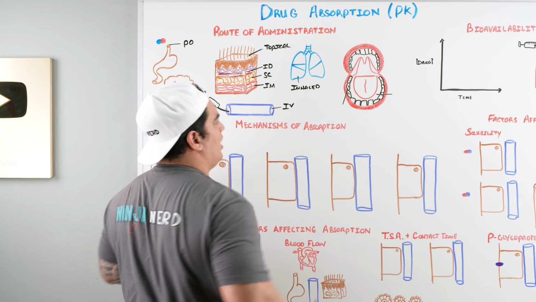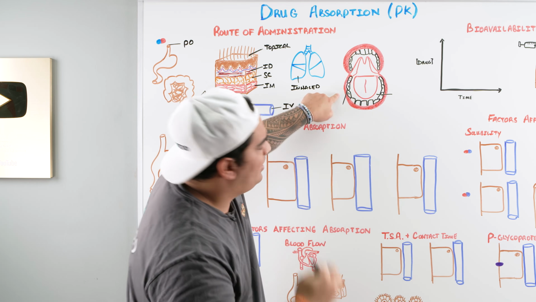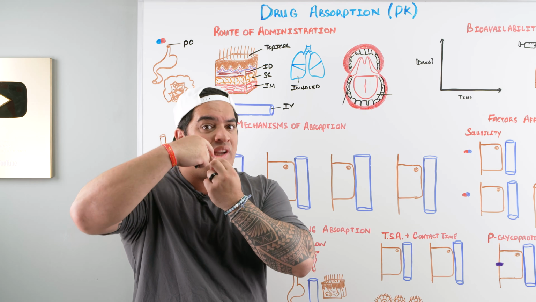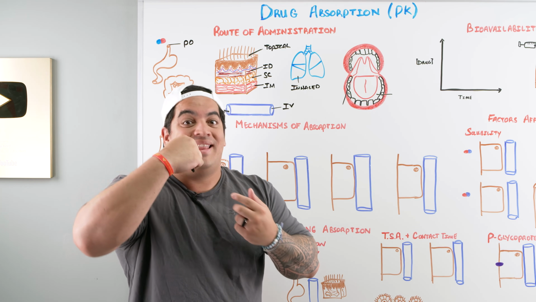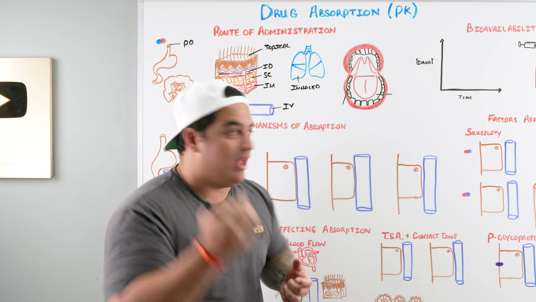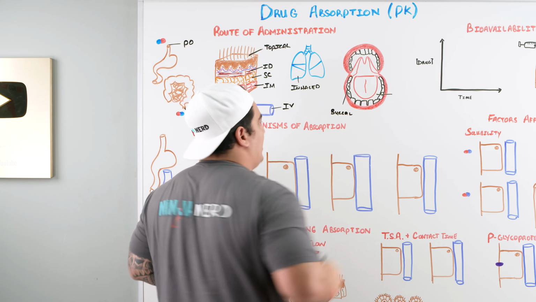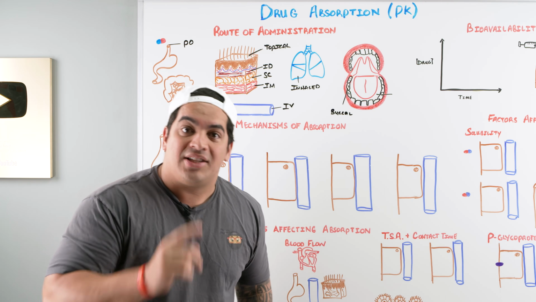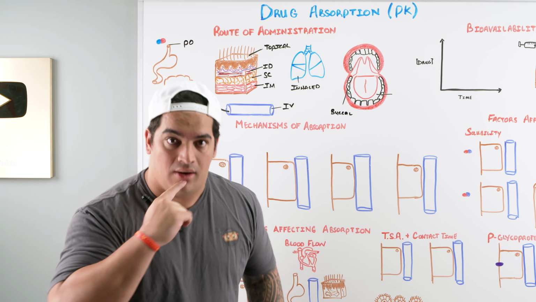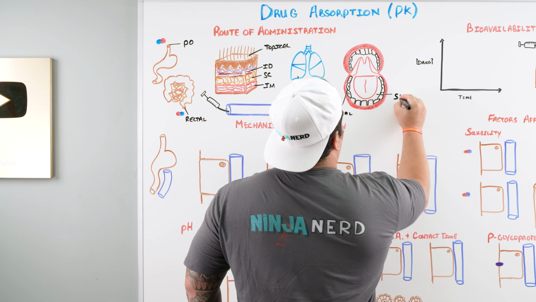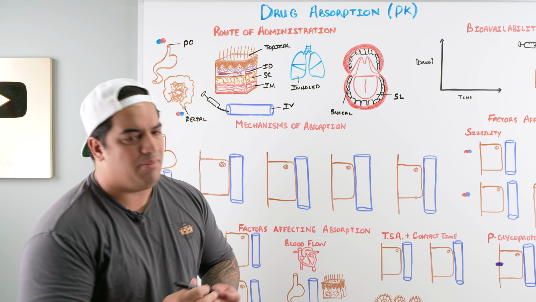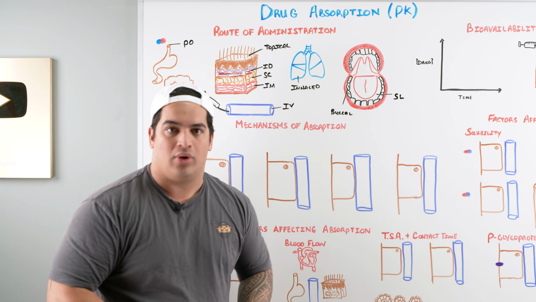And then the last two that I want you guys to remember is sometimes you can take a medication and put it between the lip and the teeth. So this is the buccal administration. Some people say buccal, I don't really care, whichever one you like. And then the last one to remember is underneath the tongue, so sublingual. So these are the different routes of administration, how we can actually give a drug to a patient.